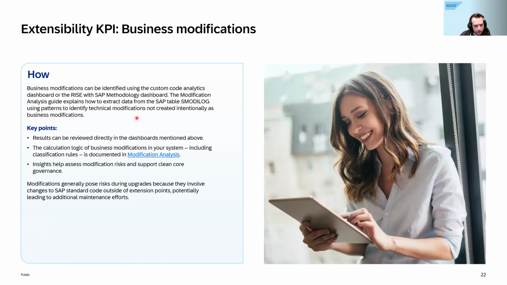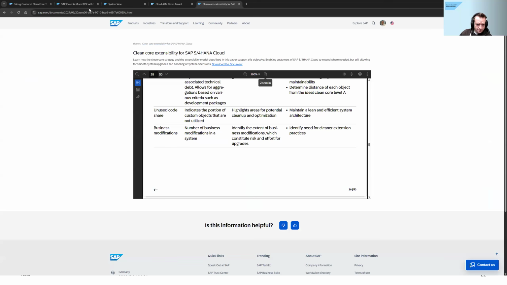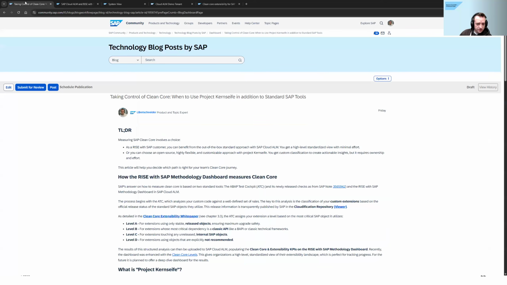But at the same time, we all know how useful it is and how helpful it can be if there is no API, no extension point. But what is a business modification? Basically, we have a documentation in here that says exactly what is in here. And you can, I think, see it also in the RISE dashboard. So let me open that up again. In the RISE dashboard, here it is.